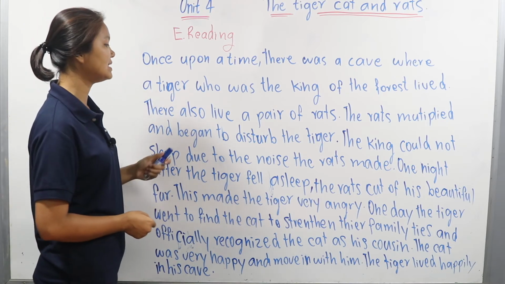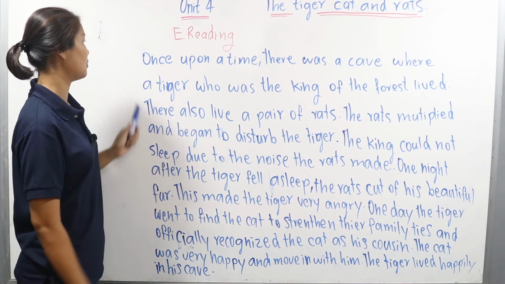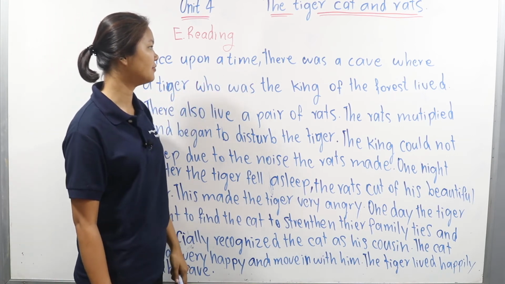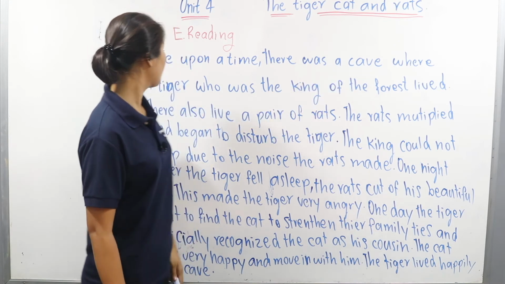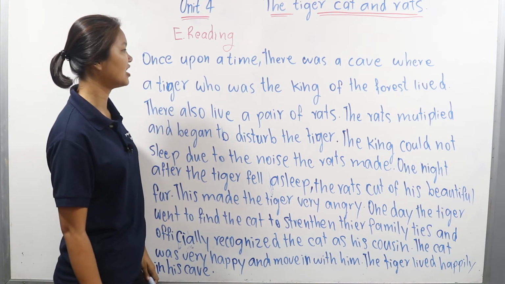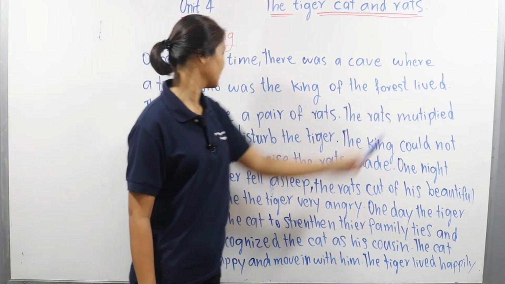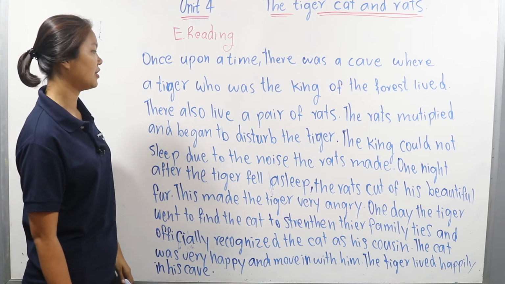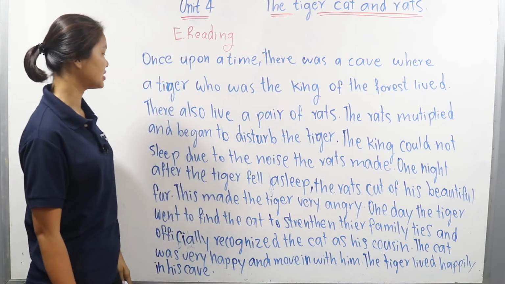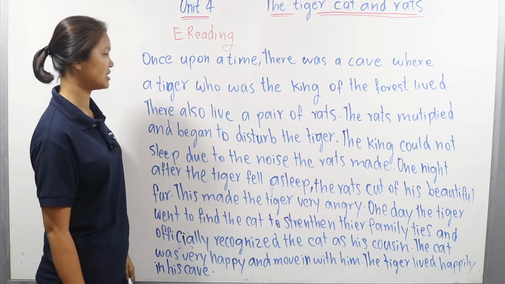Okay, so now please repeat after me so you can listen one more time and then repeat. Okay, once upon a time, there was a cave where a tiger who was the king of the forest lived. There also lived a pair of rats. The rats multiplied and began to disturb the tiger.